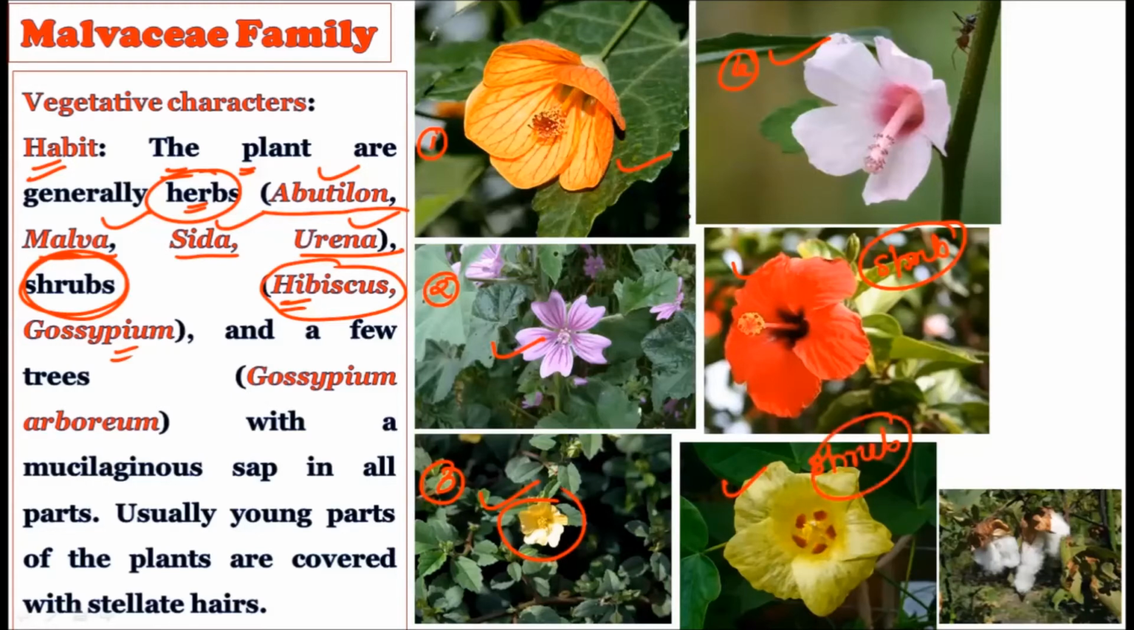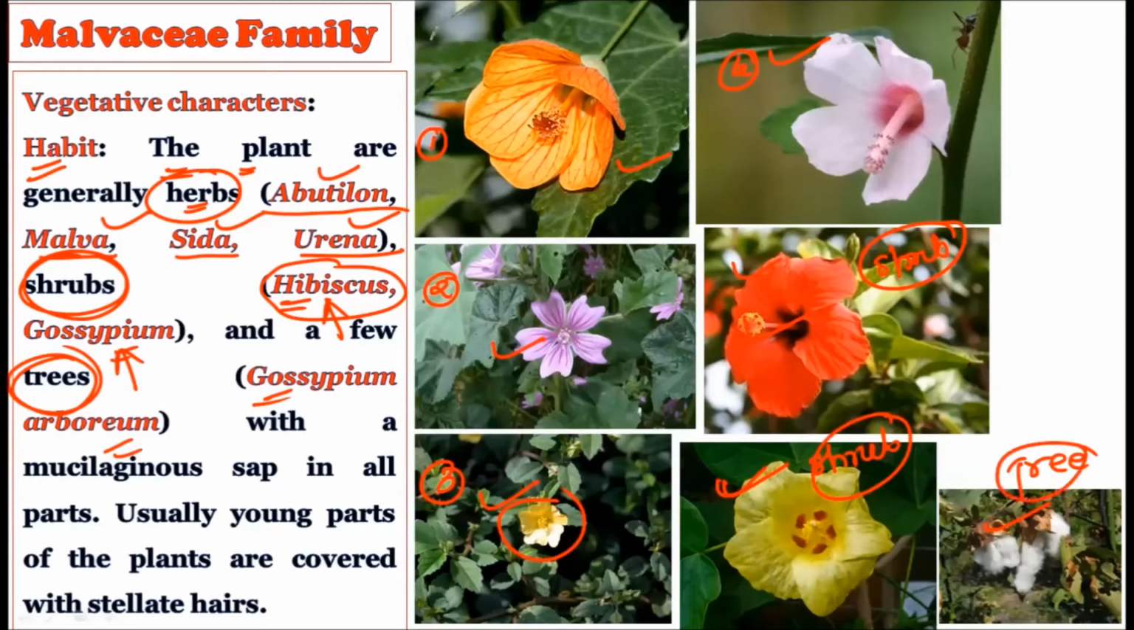So not only herbs but also shrubs are there in the Malvaceae family. Which shrubs are there? The Hibiscus and Gossypium shrubs. Here you can see the Hibiscus plant and the Gossypium plant, which are showing the shrub habit. While exceptionally there are trees, for example Gossypium arboreum. This is Gossypium arboreum, showing the tree habit.